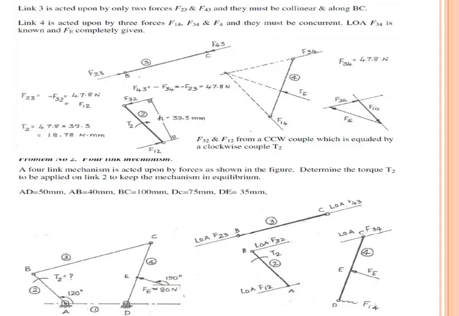So construct the required triangles so that you'll be able to determine the required couples. The procedure remains the same as what was solved in the previous problem. So construct the couple diagram with respect to the known forces so that you'll be able to get the unknown forces.